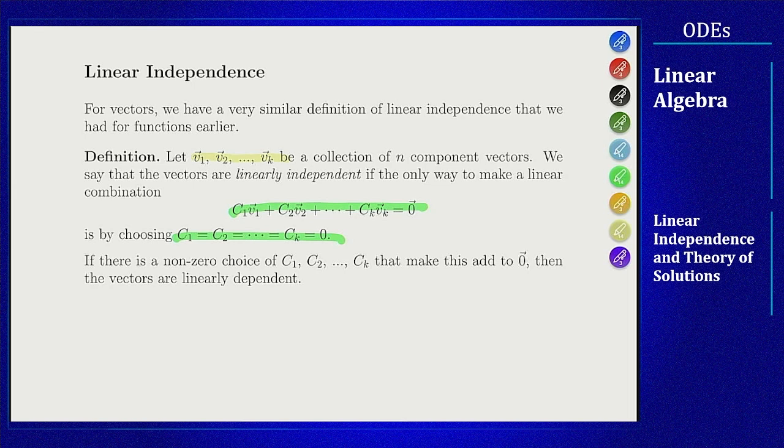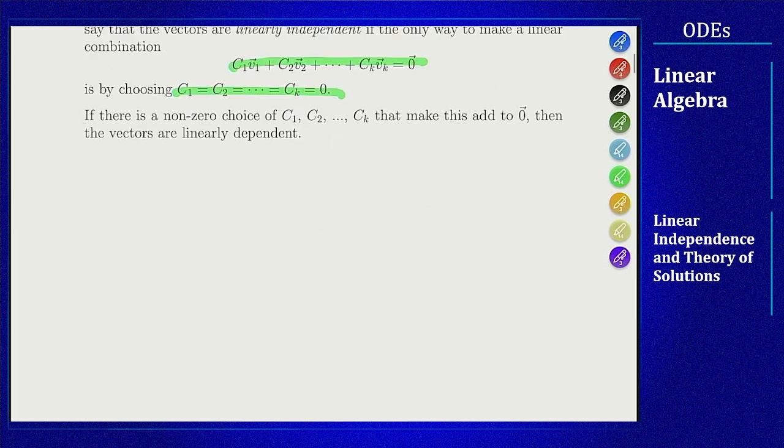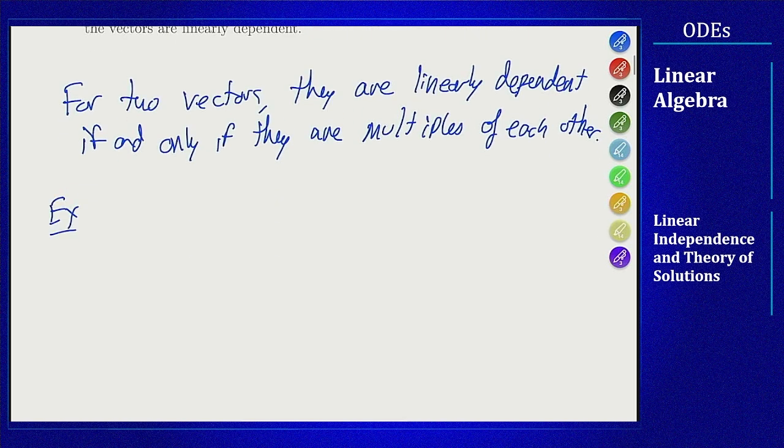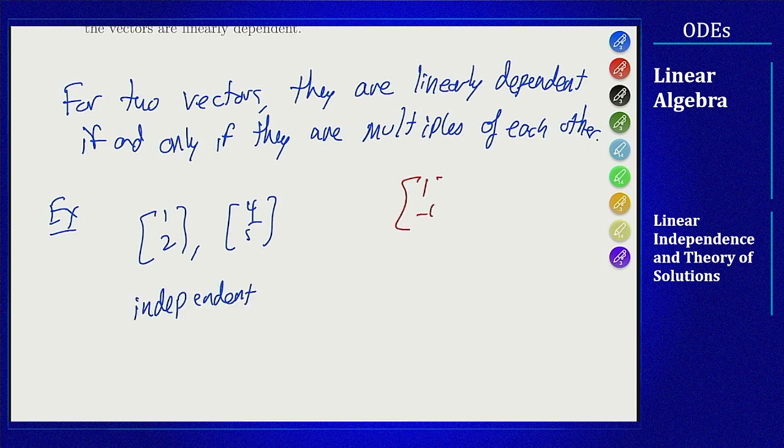We had our trick before where two functions were linearly dependent if and only if they were multiples of each other. The same holds here. If I have two vectors, they are linearly dependent if and only if they are multiples of each other. For example, the vectors (1, 2) and (4, 5) are linearly independent because they are not multiples of each other, but the set (1, -1) and (4, -4) are dependent because they are multiples of each other. And this is just for two vectors. For more than that, the process gets a little more complicated.